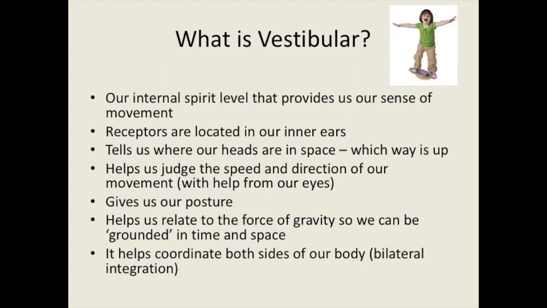So, what is our vestibular system? Well, it's our internal spirit level that provides us our sense of movement. Again, there are tiny receptors which are located in our inner ears. It tells us where our heads are in space and which way is up. It helps us judge the speed and direction of our movement with help from our eyes. It helps us maintain our posture, and it helps us to relate to the force of gravity so we can be grounded in time and space, and it helps coordinate both sides of our body. This is known as bilateral integration.